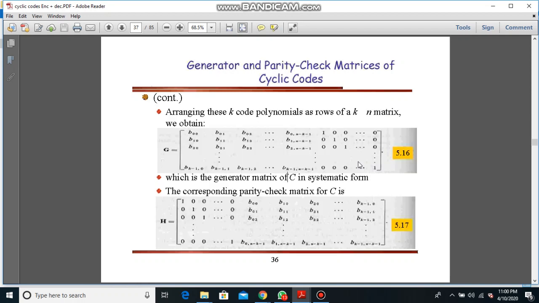Now, arranging these k code polynomials as rows of a k cross n matrix, this G is defined, which is the generator matrix of C in systematic form. So directly here I am getting the generator matrix of code C in systematic form. In the previous method, first I got it in non-systematic form and then in systematic form. The corresponding parity check matrix, we all know, we have discussed in LBC codes. So how to find that?